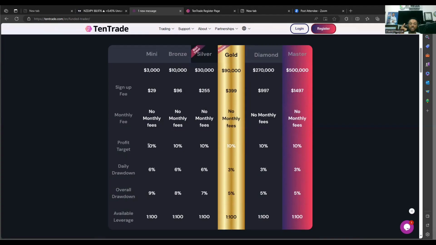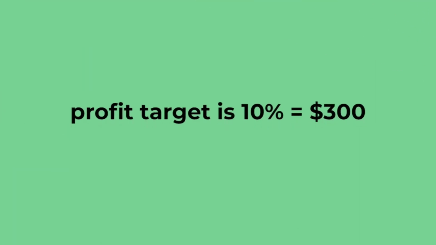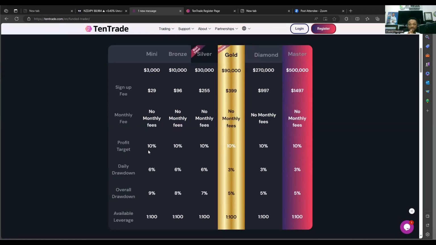Now you need to understand that Tentrade offers just one evaluation, not two steps. That's a one step evaluation. So once you pass the first step, the next step is you getting your funded account. So your profit target is 10%. 10% of the $3,000 is $300, and that's very, very cool.